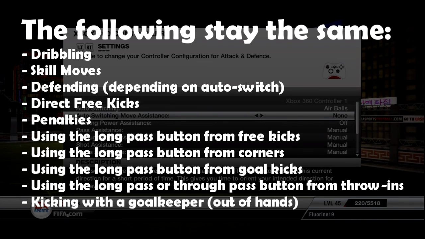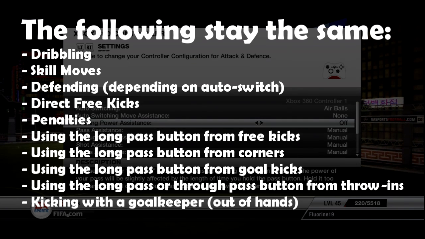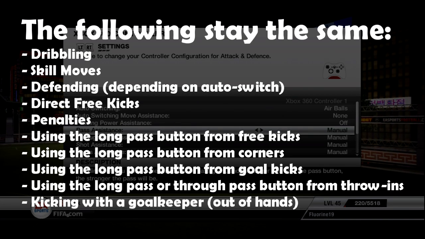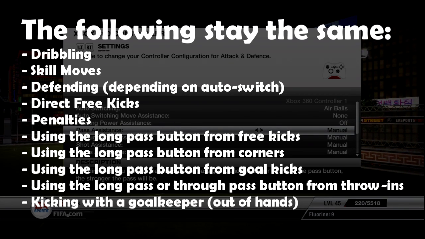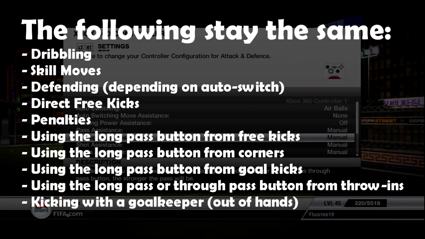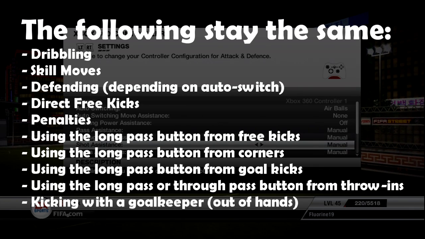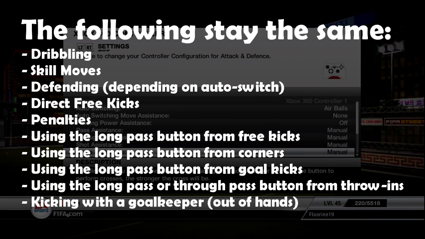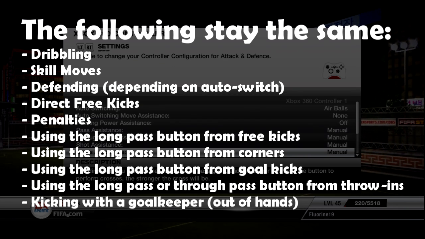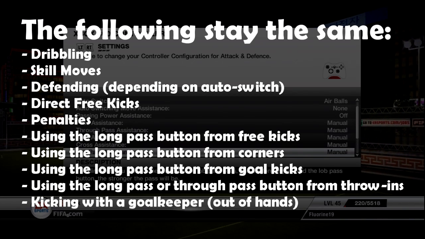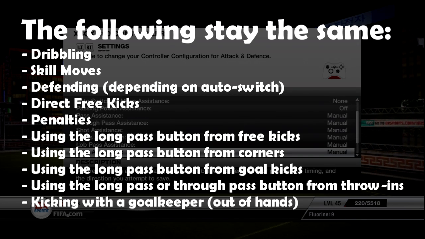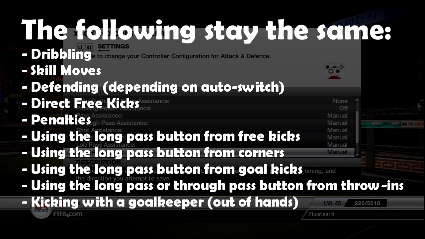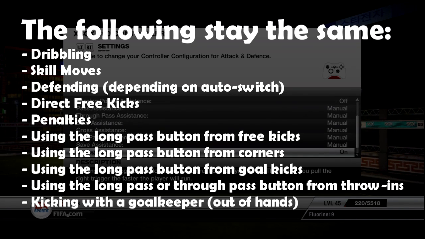First of all, I'm going to go over the things which stay the same when you use full manual controls. So, big list, here we go. We've got dribbling, skill moves, defending, assuming that you don't have manual auto switching, direct free kicks, i.e. shooting from a free kick, penalties, using the long pass button in pretty much any set piece situation, and in fact using the through pass button only for throw-ins is the same. It changes with the other ones, I'll get to that in a minute.